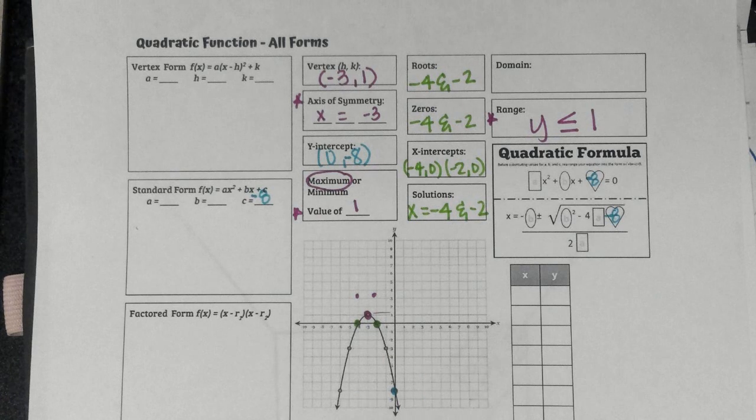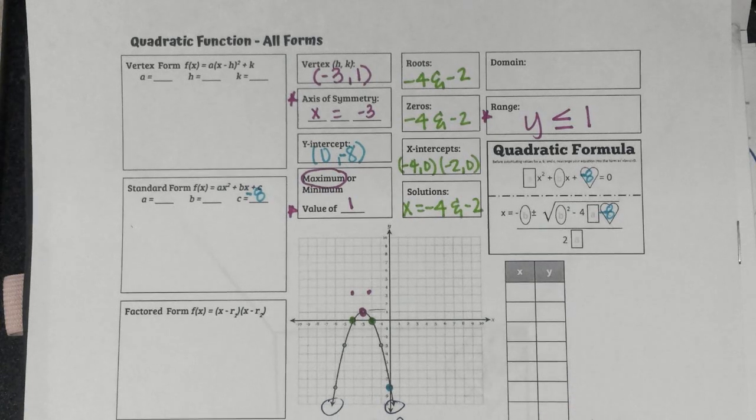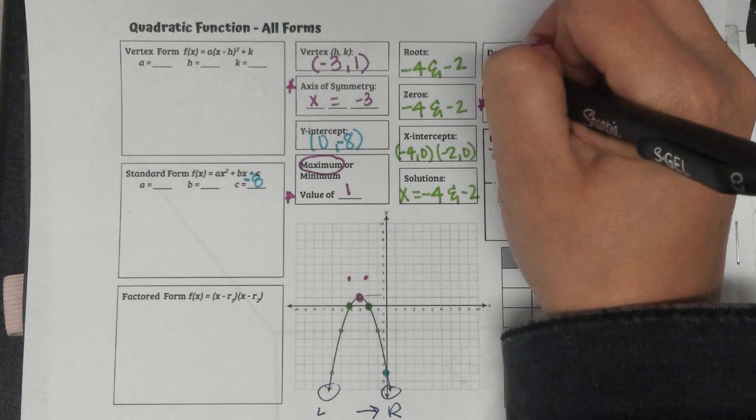Lastly, so far what you know is domain. I see an arrow over here, left to right, meaning my domain is all real numbers.